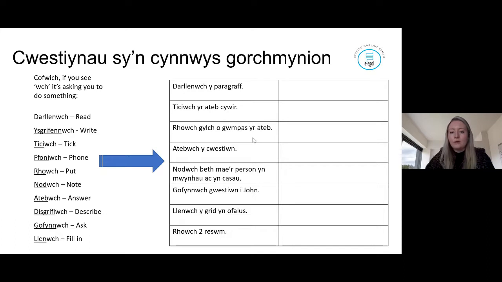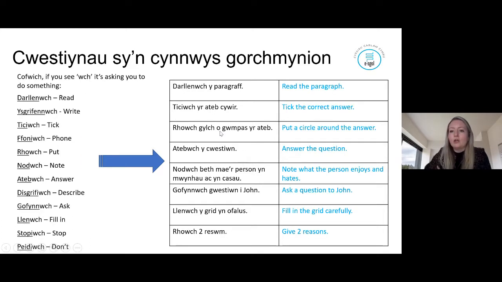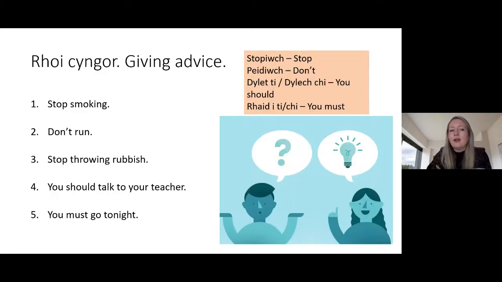Okay, so work out how many of those you got correct. So let's have a look. See if you can work those out. So we had read the paragraph, tick the correct answer, put a circle around the answer, answer the question, note what the person enjoys and hates, ask a question to John, fill in the grid carefully and give two reasons. Okay, so still on commands then, let's have a look at rhoi cyngor, giving advice.